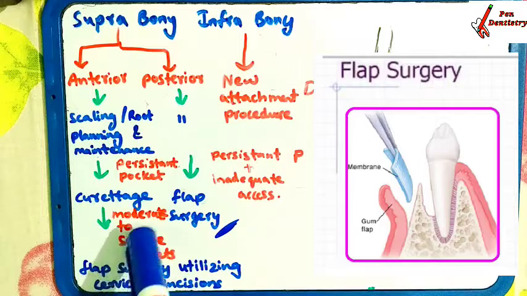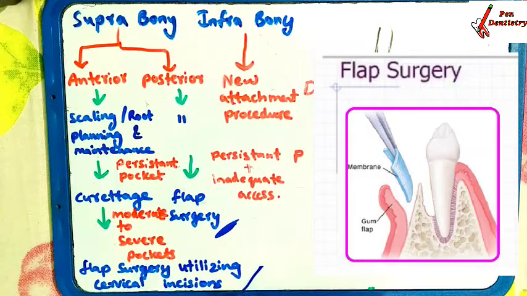This is the last treatment of posterior one. In anterior one, you are going to do the curettage. Further, moderate to severe pockets. If the pockets are severe, at that time you are going to do the last step, flap surgery, utilizing the cervical incision. So this was the last step in anterior one, and for posterior one, the flap surgery is the last step if the pocket is persistent.